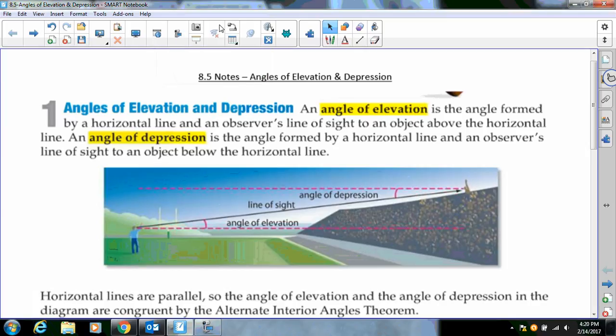8.5 is going to be about angles of elevation and depression, and we're still going to use those trigonometric ratios that we learned: sine, cosine, and tangent. So make sure you have your calculators handy and ready to go.